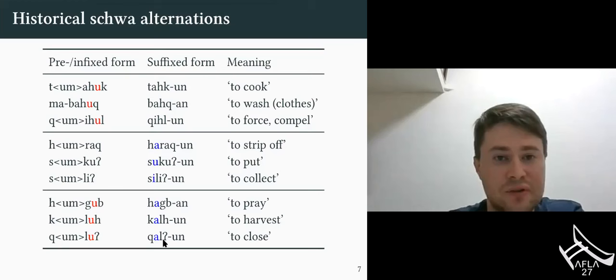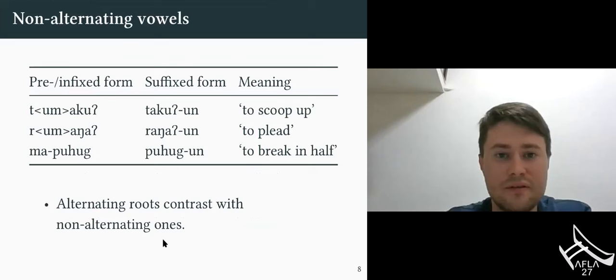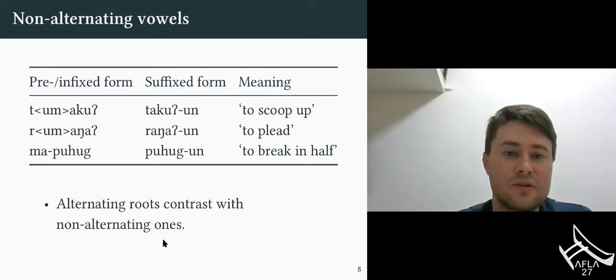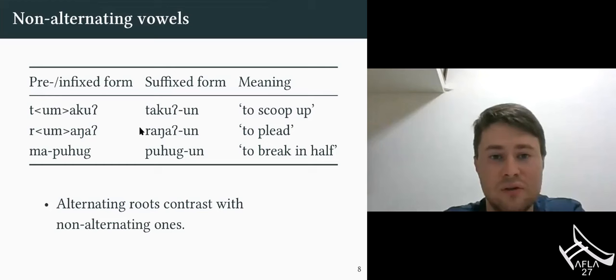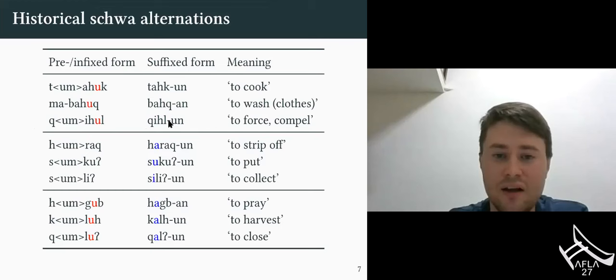Now, this contrasts with non-alternating stems. There are words which have a U in the final syllable of the root, whether or not they're suffixed. So this isn't across the board. This is specific to this set of words, and these historically all come from a schwa vowel.